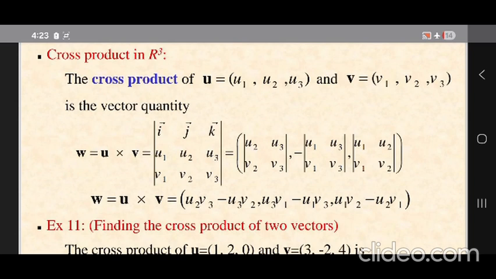Then the cross product. Take the vector u as u1, u2, u3 and vector v as v1, v2, v3. Then w equals u cross v. The cross product formula is the determinant with rows i, j, k; u1, u2, u3; and v1, v2, v3. That equals (u2 v3 minus u3 v2, u3 v1 ...).